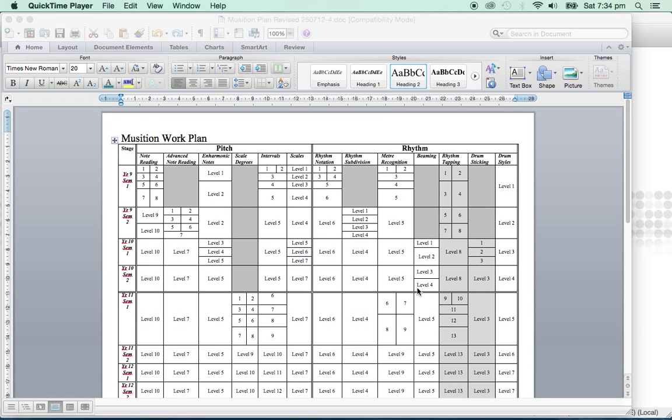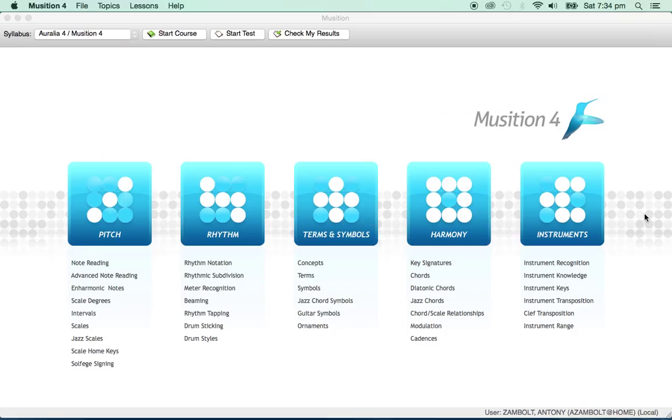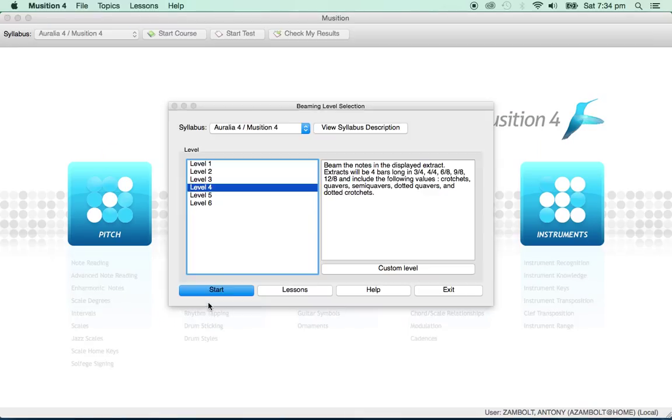Beaming level 4. This is carrying on from what we did last time. So beaming level 4, basically it's just going to have, I think, more time signatures here, and certainly shorter note values. Last time you only went as far as quavers.